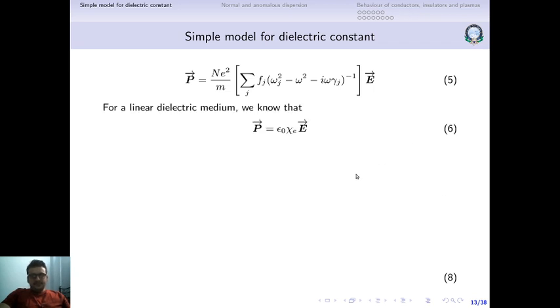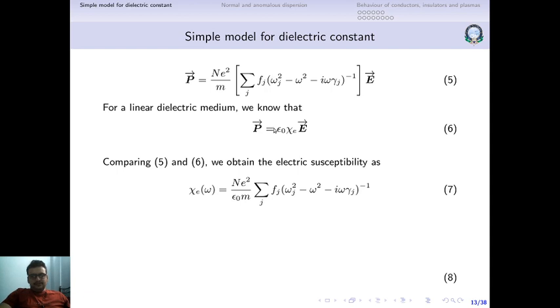Now if you consider a linear dielectric medium, we have P is equal to epsilon naught times chi e into E, where chi e is the electric susceptibility of the medium. And if you compare equation number 5 and 6, we can see that epsilon naught chi e is basically this quantity, N e squared by m into this particular summation inside the brackets. So we take this epsilon naught to the other side, and we get the electric susceptibility as N e squared by epsilon naught m times the summation of this quantity.